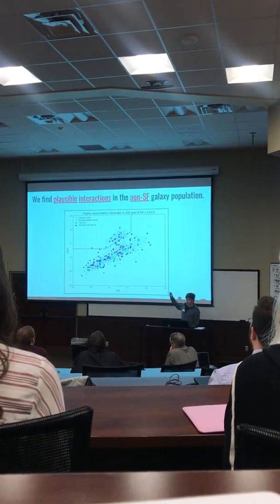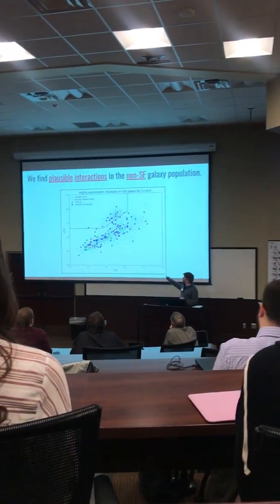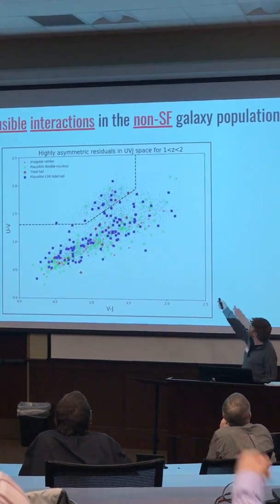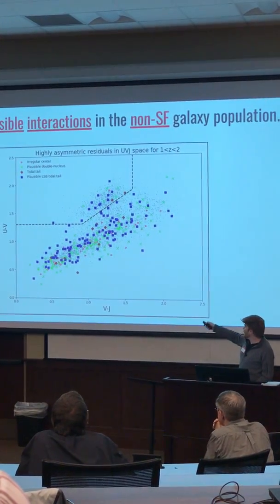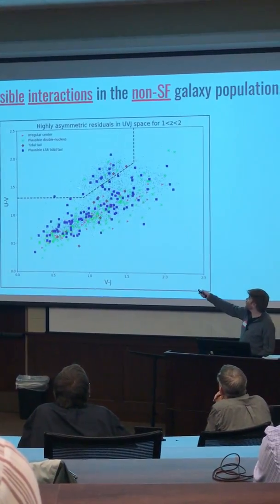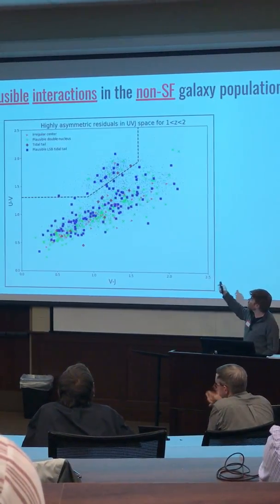This is the exact same plot as I showed you before, so you can hopefully see them better. These are the same objects that are plotted, but this is in UVJ space. So this is from Z 1 to 2, and this is getting redder, and here is the non-star forming population, and here is the star forming population.